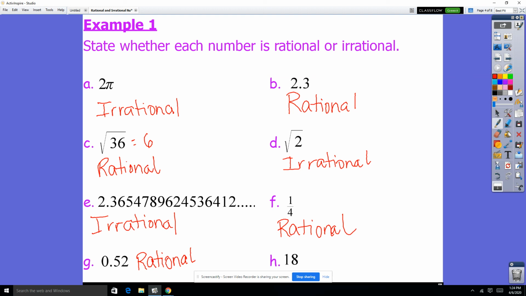And then H is 18. 18 is a whole number. A whole number can be written as a fraction by putting it over 1. So this is going to be a rational number.